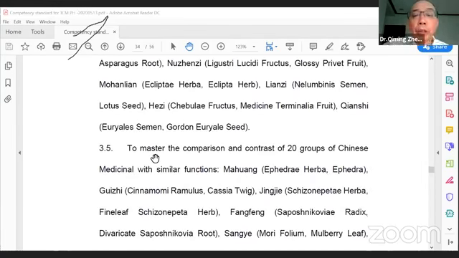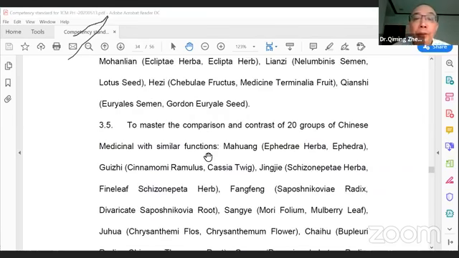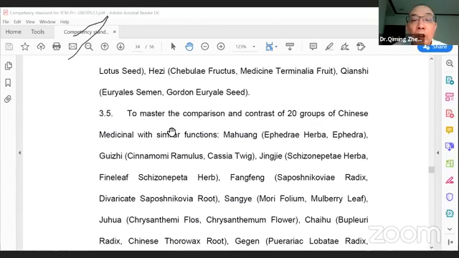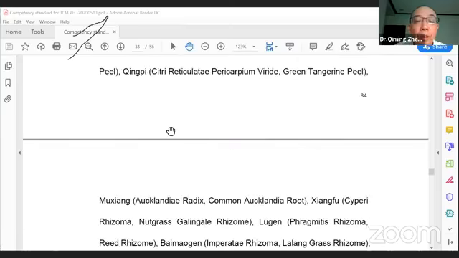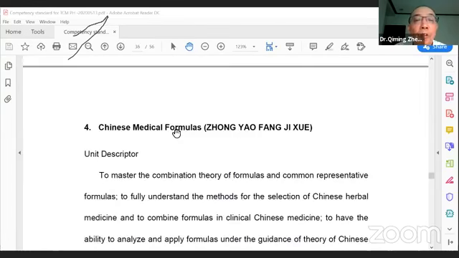Besides the 140 herbs, we add on the requirement that students should master the comparison and contrast of 20 groups of Chinese medicine with similar function. This is to prepare for the Chinese formulas, and is necessary for the Chinese formulas later. So this is the 20 groups of Chinese medicine. Their comparison and contrast should be understood. So for these 20 groups, we attach the 20 groups of herbs.